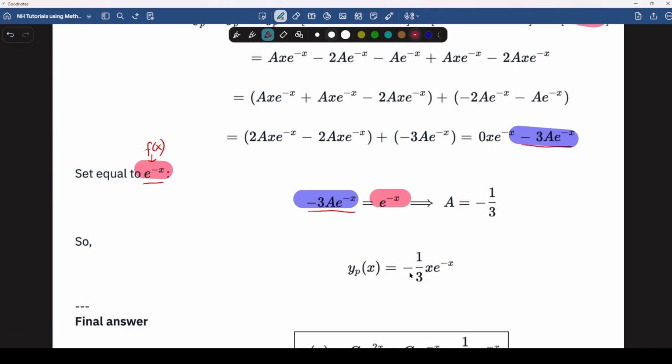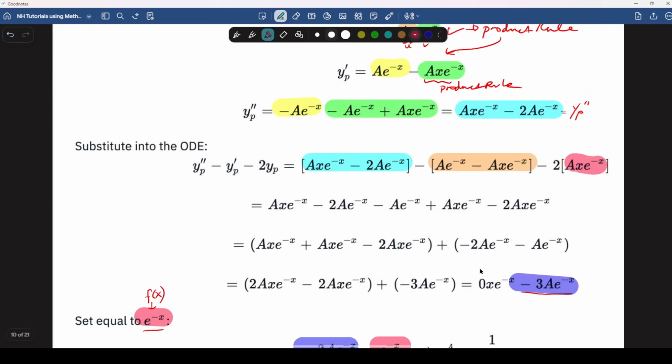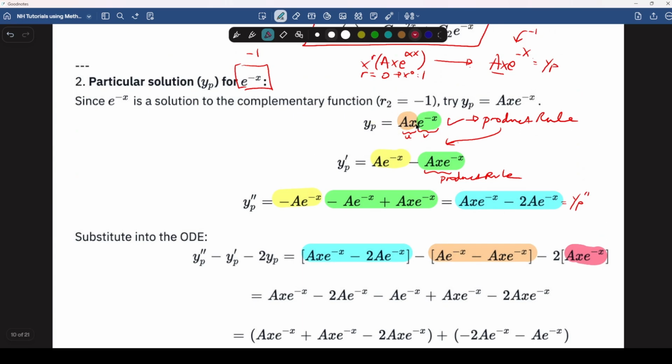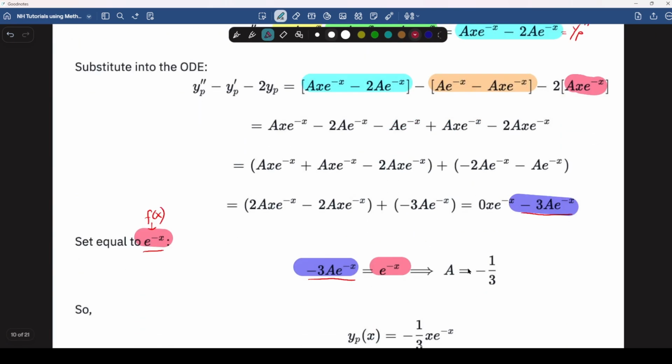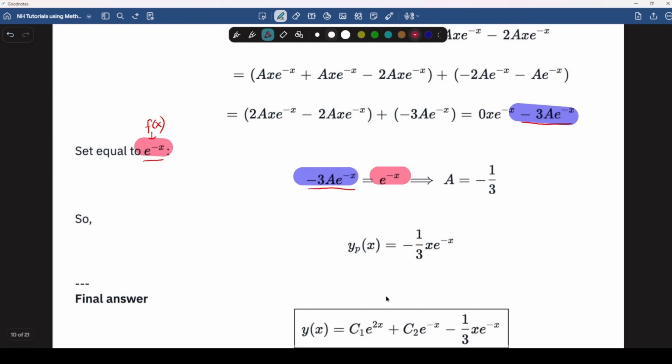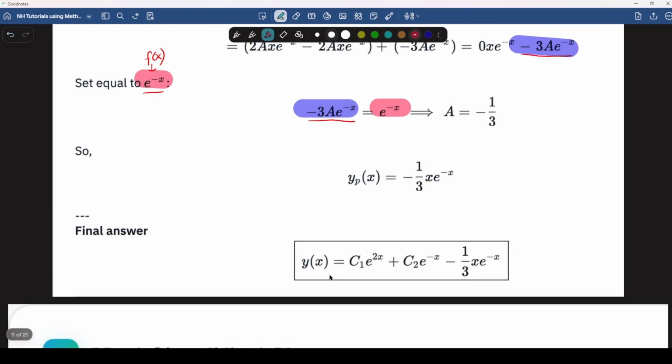So yp in this case is negative 1 over 3 times x times e to the power of negative x, which is basically the first yp that we had here, once you work out the value of a to get the particular integral. So that's our yp, negative 1 over 3 x times e to the power of negative x. Overall, the general solution is written as y equals yc plus yp. Again, this part here is our yc, and this part here is our yp.